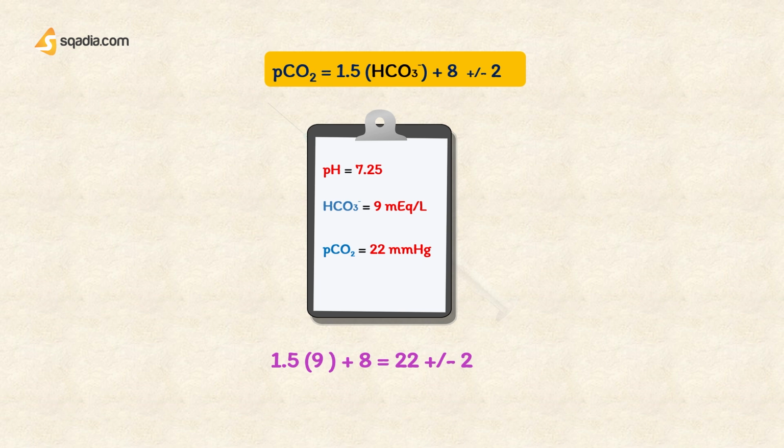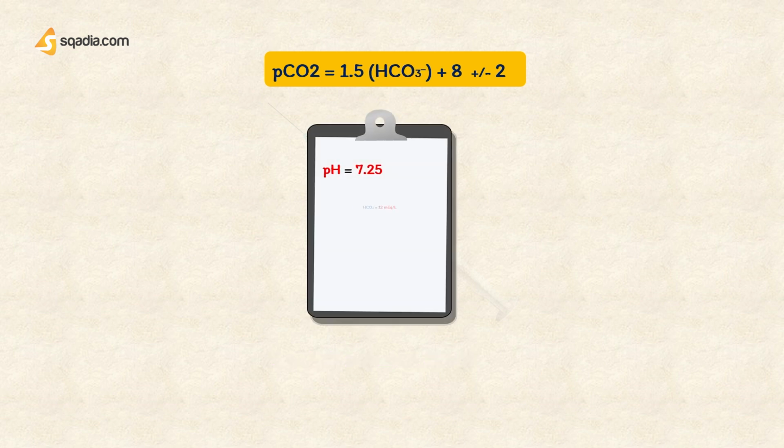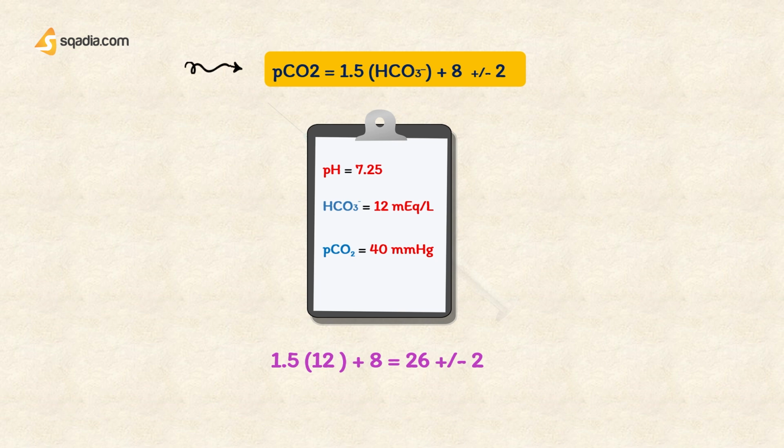Now another example in which the pH is 7.2 and the bicarb level is 12 and the carbon dioxide is 40 millimeters of mercury. And the expected carbon dioxide level will be 1.5 multiplied by 12 plus 8, which is 26 plus or minus 2. Now see, the partial pressure of carbon dioxide is too high, so there is a concomitant respiratory acidosis. But you can argue that the partial pressure of carbon dioxide was 40.